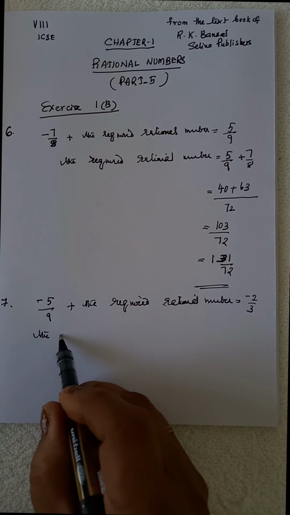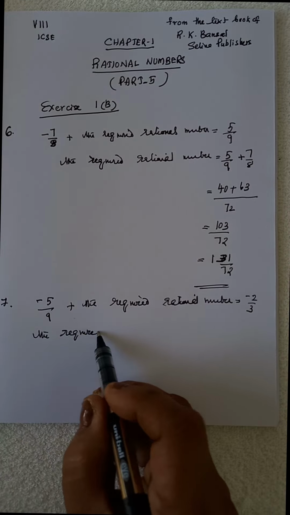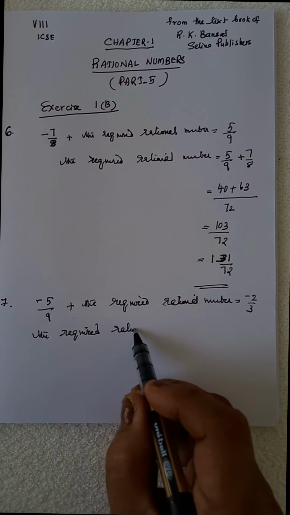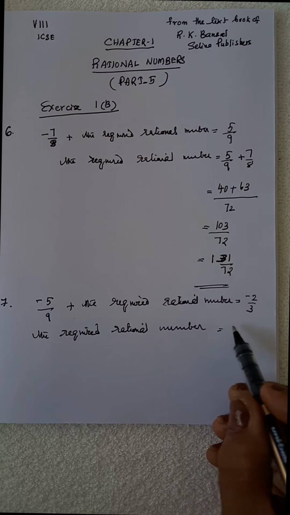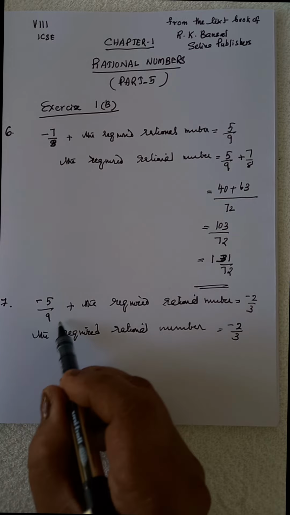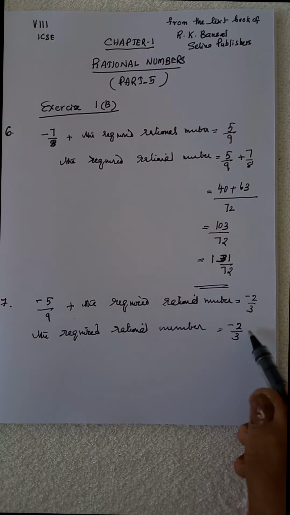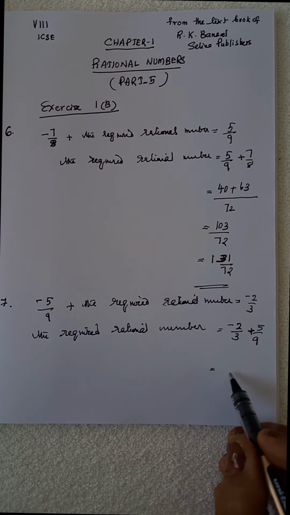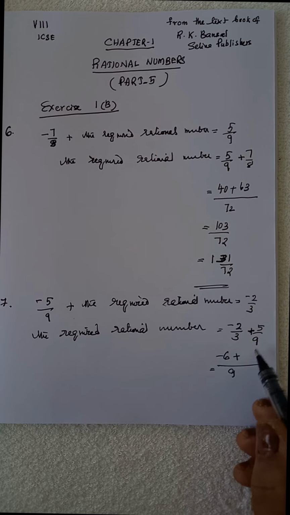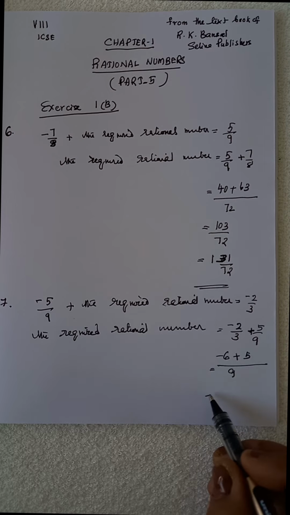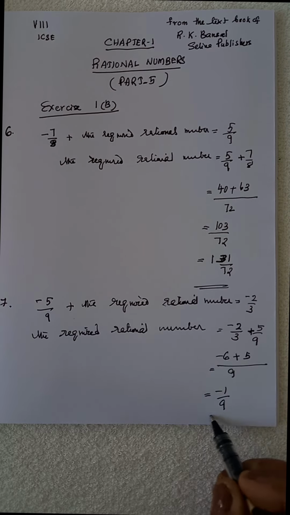We want to find out this rational number. So, the required rational number is equal to what is on the right side, which we write first, minus 2 by 3. Then this minus 5 by 9 will go to the other side of the equal sign, so plus 5 by 9. The LCM is 9. So, 9 by 3 is 3, 3 into 2 is 6, with the minus sign, plus 9 by 9 is 1, and 1 into 5 is 5. So, the answer is minus 1 by 9.